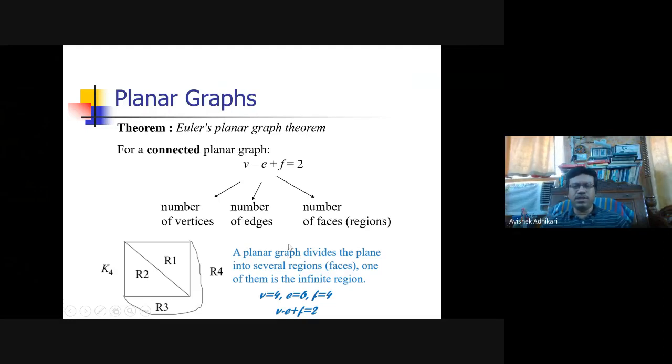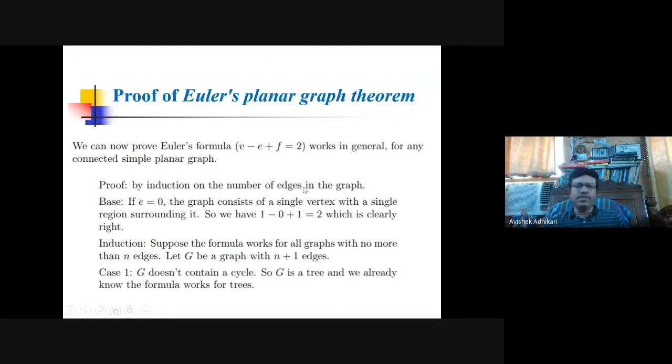It gives a connection between the number of vertices, number of edges, and the number of regions or faces of a connected planar graph. Let us try to have a proof of this. We just give an intuitive idea of this proof. The proof will be given by the principle of mathematical induction on the number of edges in the graph.